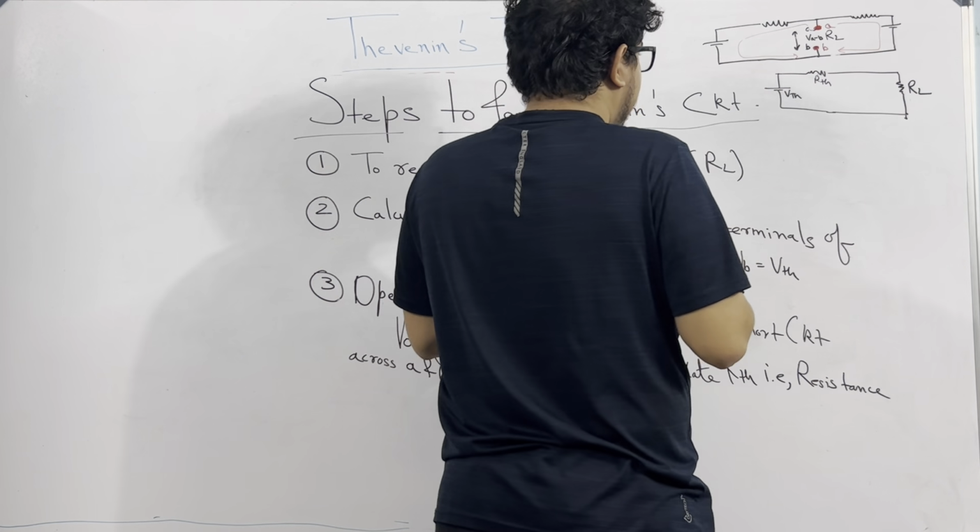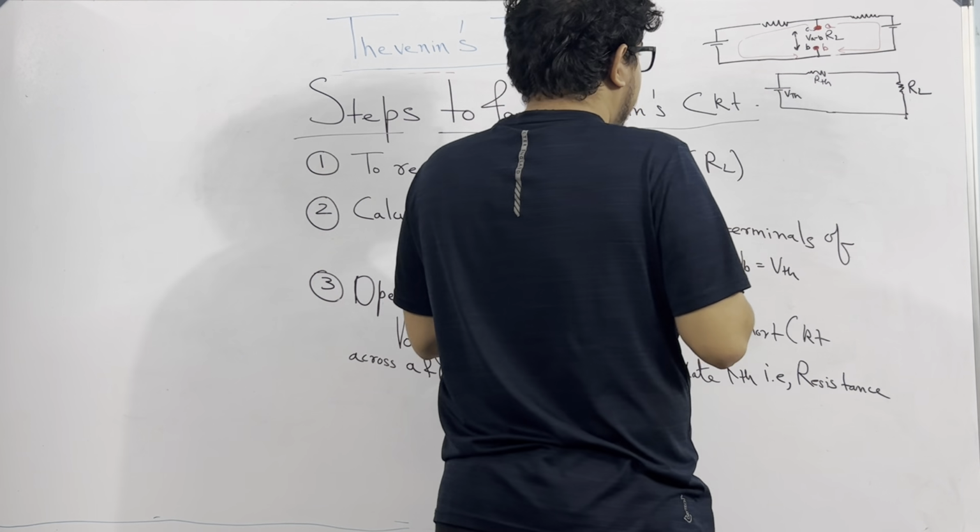I can easily see that R1 and R2 are in parallel. These 2 points are the same. So the resistance between A and B, which is equal to R Thevenin, will be equal to R1 parallel to R2. In this case, that will be RTH. So I will be able to know RTH and VTH.